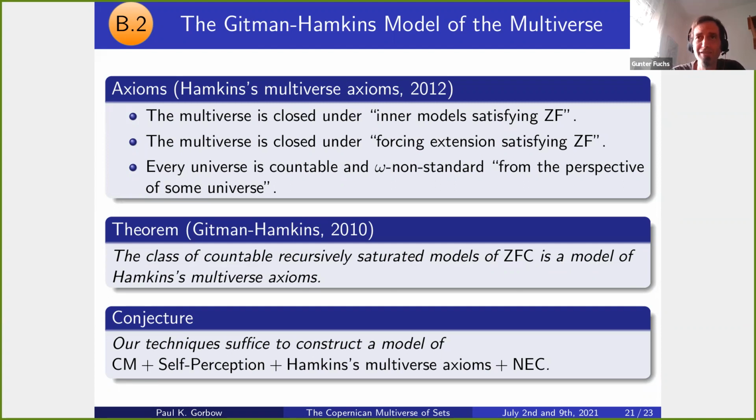Is that the idea? Right. Yeah. I see. So it's basically like the background universe is able to see itself as one of the universes in the multiverse, and then okay.